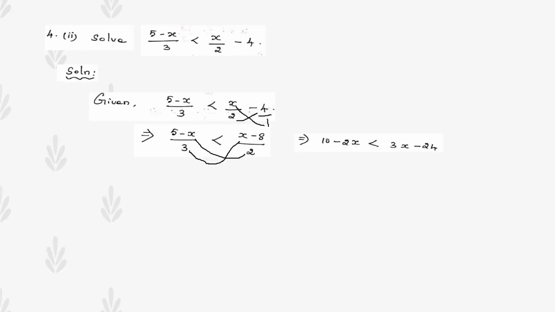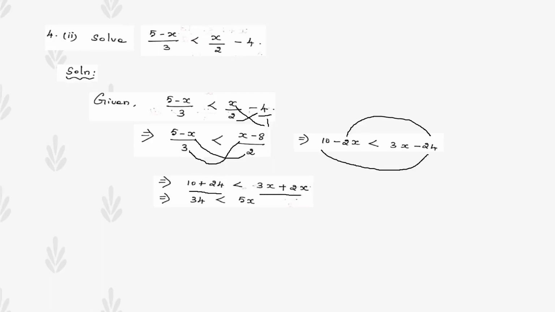Next, we have to bring this minus 2x to this side, and bring this minus 24 to this side. So we will get 10, this minus 24 comes to this side as plus 24, that is written here 10 plus 24. Next, this minus 2x becomes plus 2x. Okay, so we will get 10 plus 24 as 34, which is less than 3x plus 2x, whose answer is 5x.